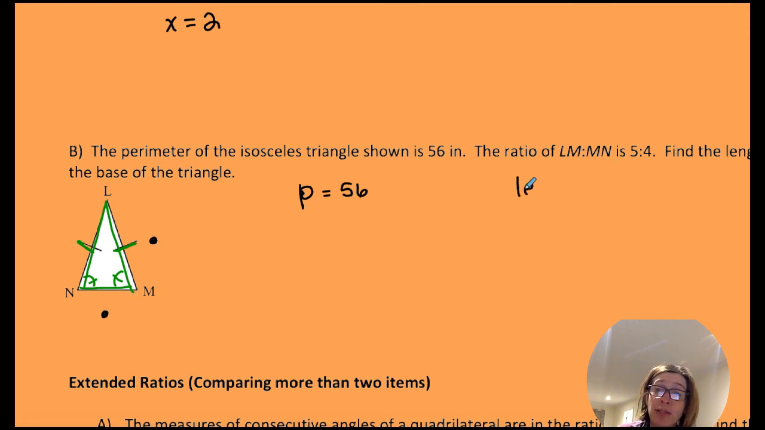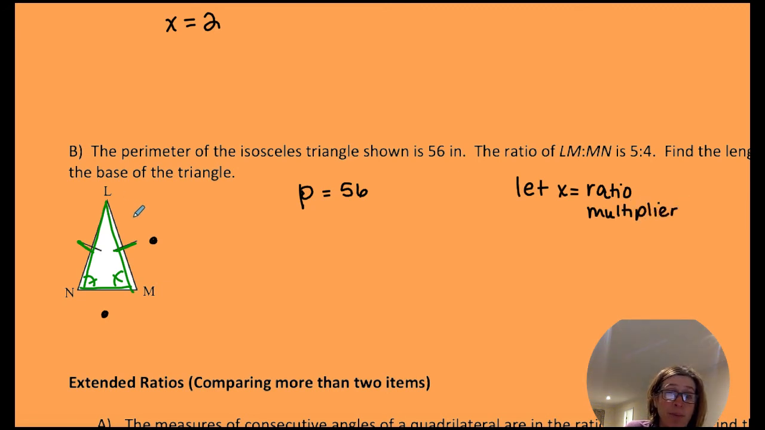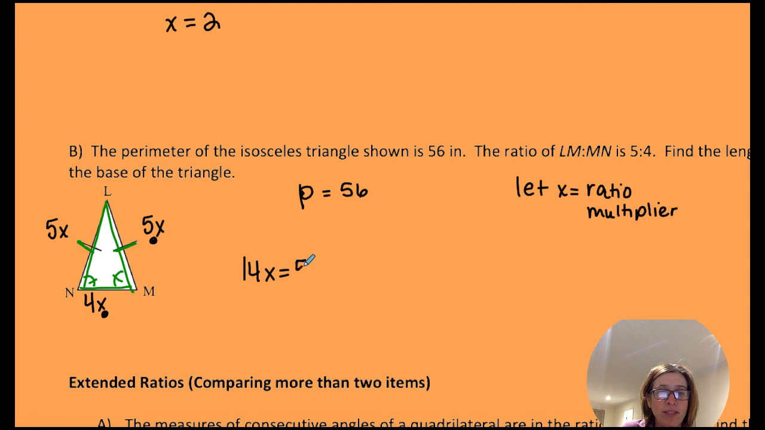All right, I'm going to use that idea of a ratio multiplier. I'm going to let x equal the ratio multiplier. And so that would make this 5x and this 4x. And since they're congruent, these two sides would also be 5x. And we know perimeter means add everything up. So it would be 14x equals 56. So x equals 4. And it wanted the length of the side and the base. So this would be 20, 20, and 16.